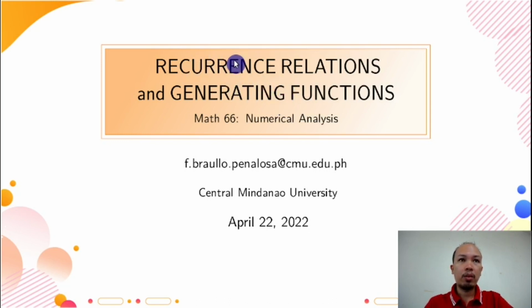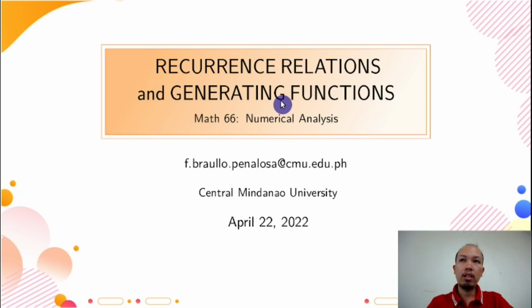Okay, recurrence relations are another way of defining a sequence, and to solve recurrence relations, you will need generating functions, and these two are very important topics because, as you can see in the first lecture video, it's really hard to find the closed form expression of the given recurrence relation.